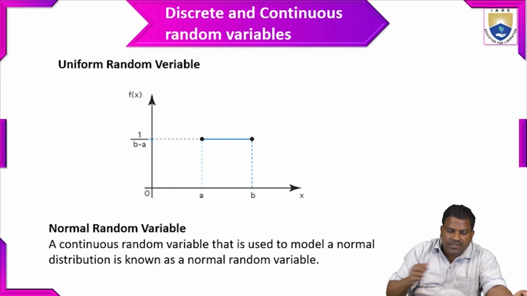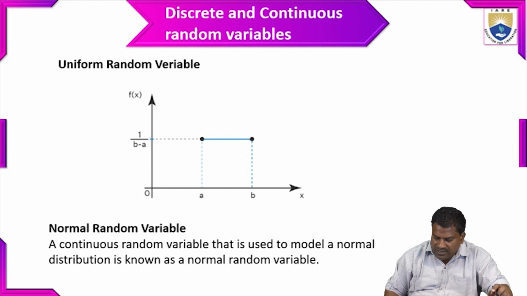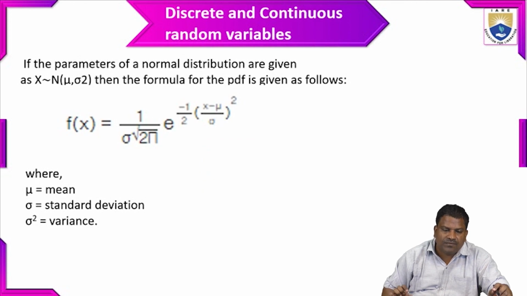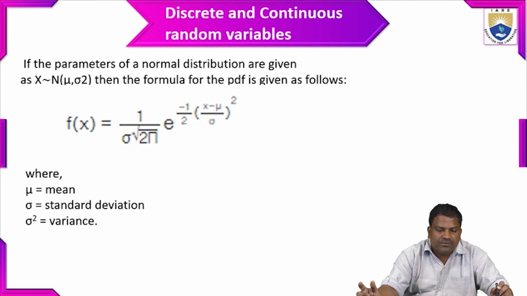Now let us see normal random variable. A continuous random variable that is used to model a normal distribution is known as a normal random variable. If the parameters of a normal distribution are given as x tending to N of mu, mu means our mean, comma sigma squared.